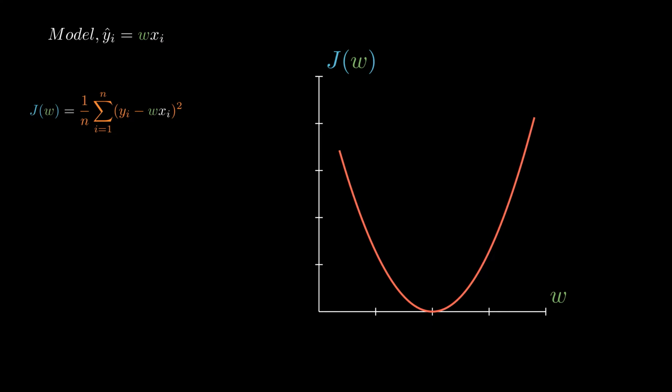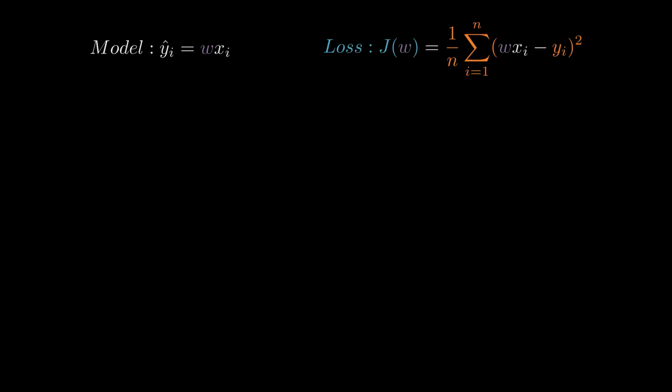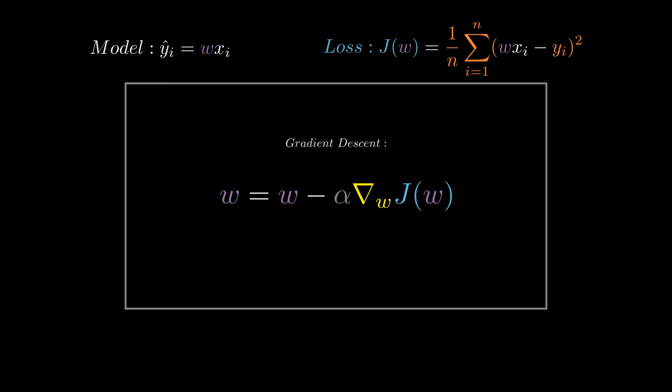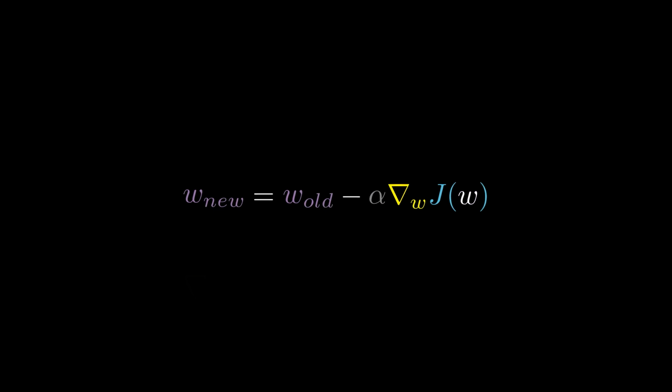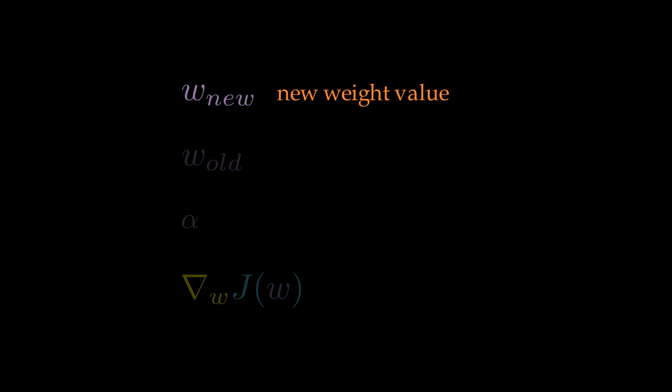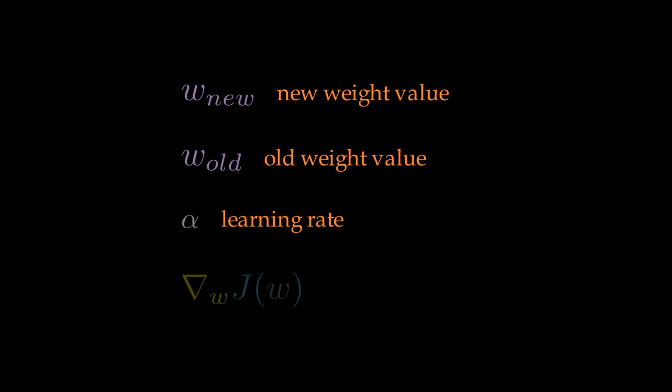different points of W. To learn the best possible parameters that minimize the loss function, the model uses an algorithm called gradient descent. This algorithm iteratively adjusts the parameters of a model based on the gradient of the loss function at the current parameter values. Where W new is the new weight value, W old is the old weight value. Alpha is called the learning rate, which controls how fast the model learns. And this is the gradient of the loss function at the current parameter value.